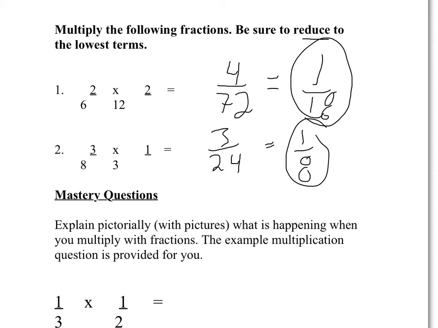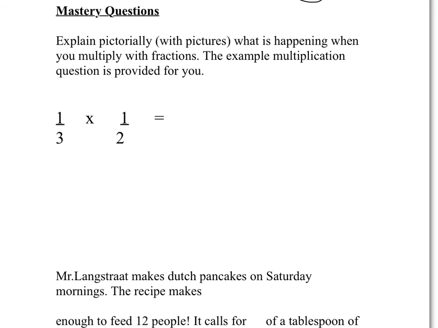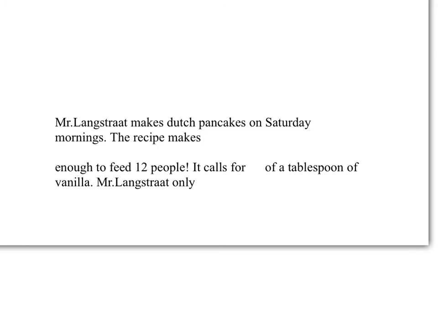Alright, we're going to move on to the mastery questions. Alright, mastery question number 1. Okay, the answer here is 1/6. Now I'm asking you though, with pictures, to explain what you're doing when you multiply. Alright? And from here, I'm not going to give you any more explanation. You need to do it with pictures, chocolate bars or pies, whatever you want to use. Okay, my apologies. I know it doesn't transfer over that well from Word.